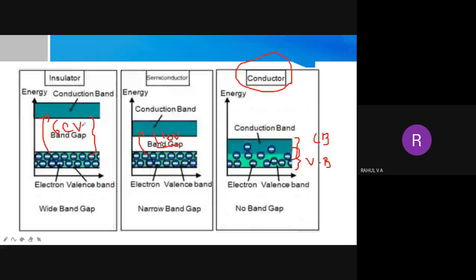Okay, just draw this diagram if possible, if no one has drawn. Just draw this diagram and just write that in the case of insulator, the band gap is almost 6 electron volt, and in the case of semiconductor it is 1.1 electron volt, and in the case of conductor it is overlap. Just draw this one. കൂടുതൽ സമയം ഒന്നും എടുക്കരുത്, പെട്ടെന്ന് വരക്കണം.